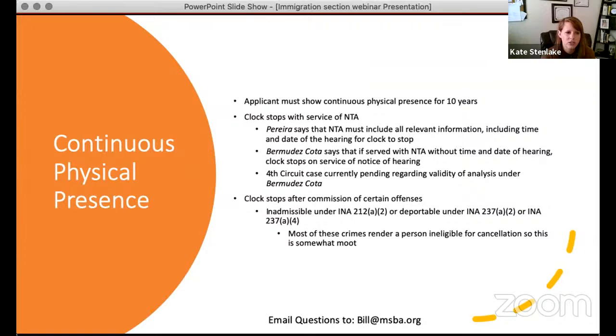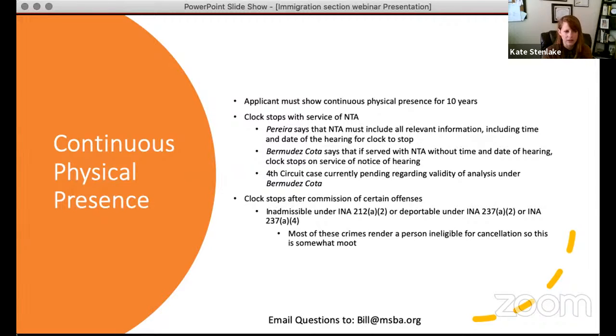So first we're going to talk about continuous physical presence. Again, they have to show that they have been in the United States for 10 years. The question is, when is that relevant 10-year period? And we talk about there are certain things that will stop the clock in terms of accruing that physical presence. The first key one is the service of a notice to appear.